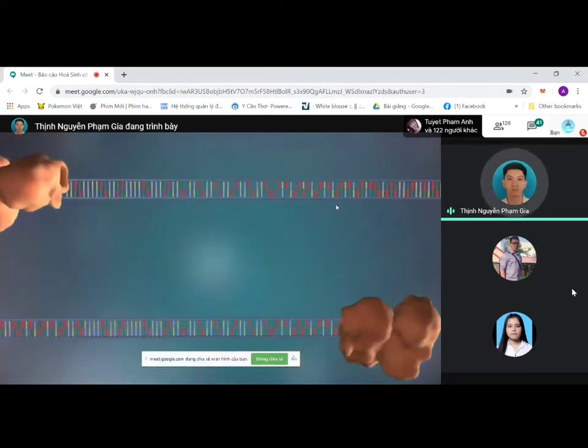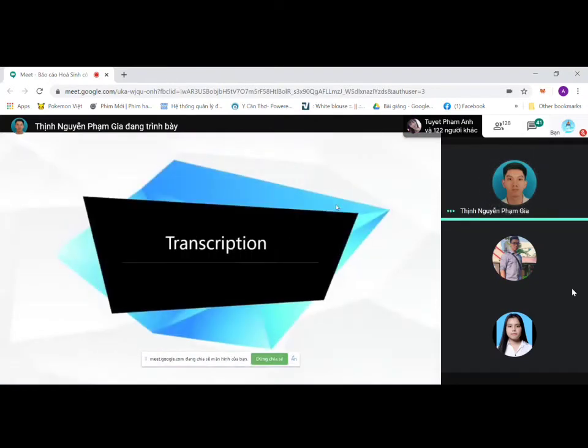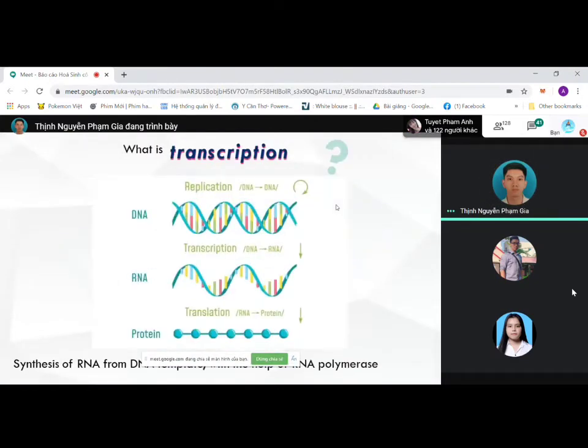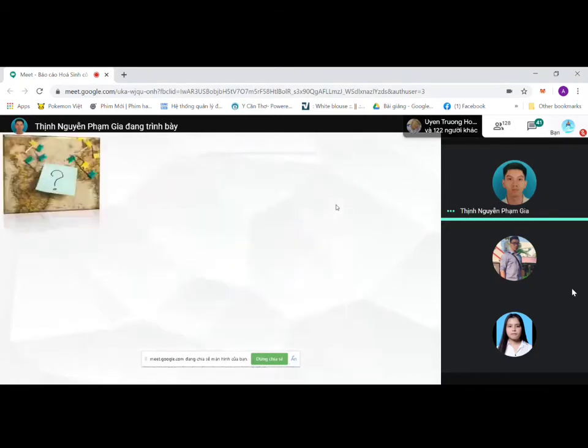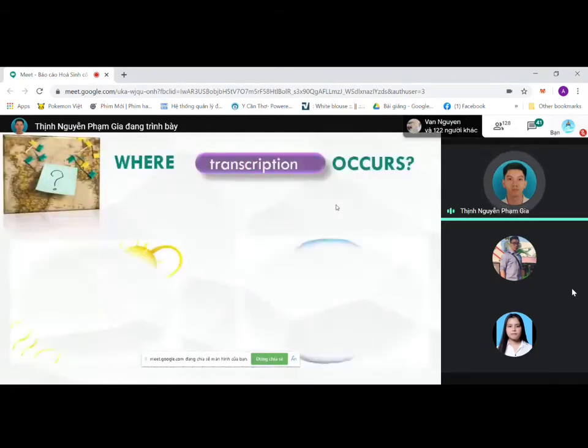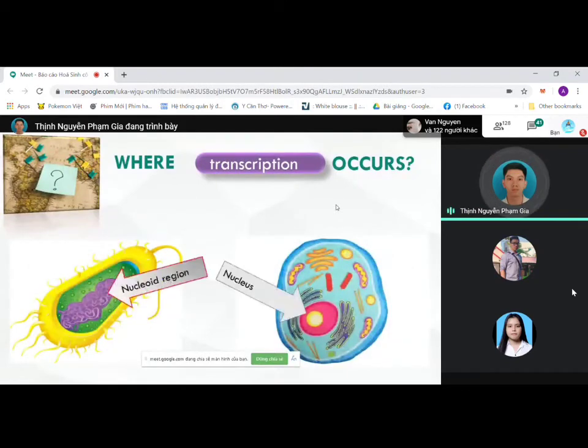The second part is transcription. Transcription is the synthesis of an RNA molecule by using a DNA molecule as a template. It transfers the genetic information from DNA to RNA. When this process occurs, there is a difference: in prokaryotic cells it occurs in the nucleoid region, and in eukaryotic cells it occurs in the nucleus.